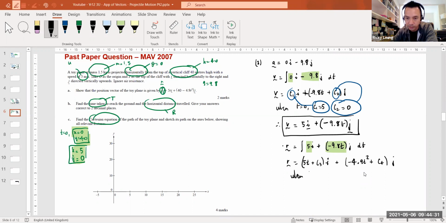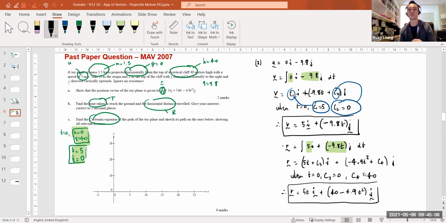When t equals 0, initial displacement, right? X is 0, so C3 is 0 and C4 is 40 meters, right? Which gives me exactly, therefore, the r to be 5t i plus, and in the question here they've swapped it around, so 40 minus 4.9t squared j. Perfect. Yeah, that's how you do it.